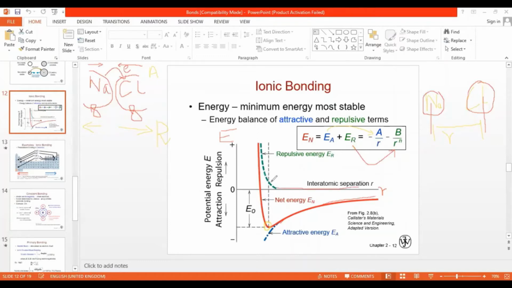This B upon R to the power n graph is closer to the x-axis than this one, because it is to the power n. If you want to check, you can take your copy and put arbitrary numbers. Keep A and B constant, and for R put 0.1, 0.2, 0.3, 0.4 and observe what happens to the equation. Since it is R to the power n, this is closer to the x-axis than this one. So the net will be on the attractive side.